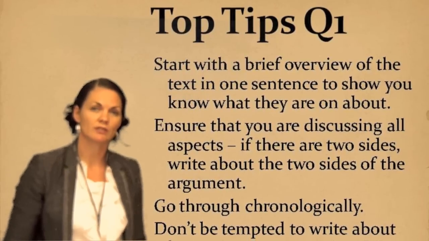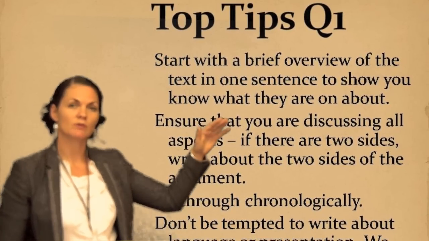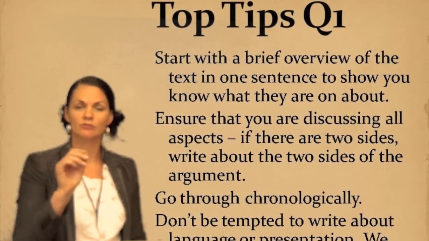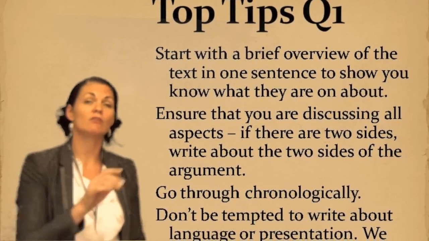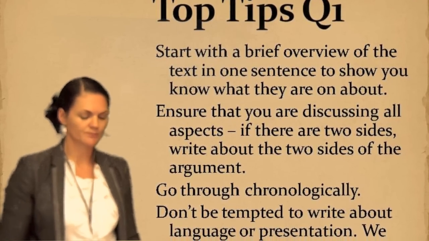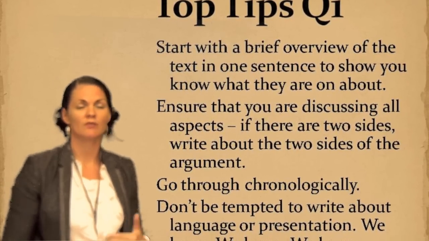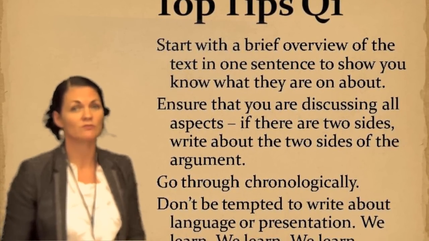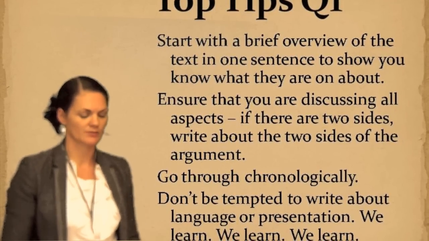Go through chronologically, and this is a really important point, in that you just start at the beginning and go through. As you go through, just highlight 5 points, 5 things that you learned that are related to the question. Don't chop and change between the 2. That makes it confusing for you, and it makes it confusing for the examiner. Much better if you just run through the text as it happens.